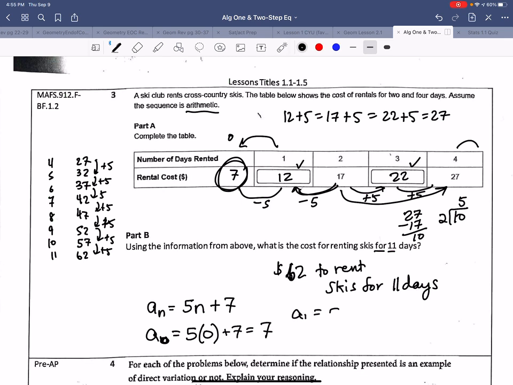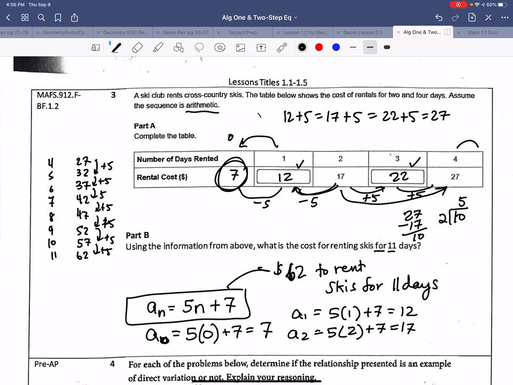A sub 1, so 5 times 1 plus 7 is 12. A sub 2, 5 times 2 plus 7 would be 10 plus 7 is 17. So yeah, this formula actually works really well. We can use it to check when would the number be 11. So A sub 11 would be 5 times 11 plus 7. So 55 plus 7 is 62. Okay, so I feel even better about our answer, $62.